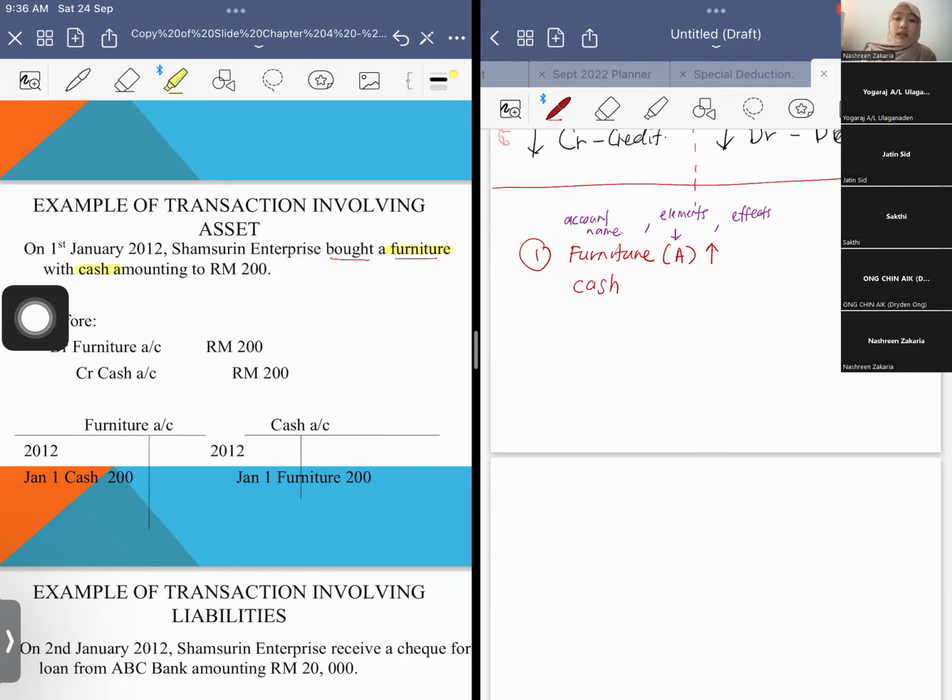Right? Cash is the account's name. Usually the account's name is in the transaction. The transaction will tell you. You just need to find out what the account name is. Okay. Cash is our what? Under the 5 elements, cash lies in liability, asset, revenue, income, or equity. Cash is under what element?